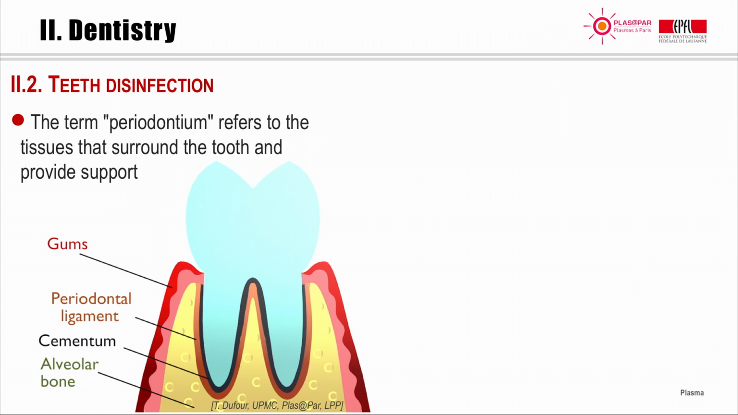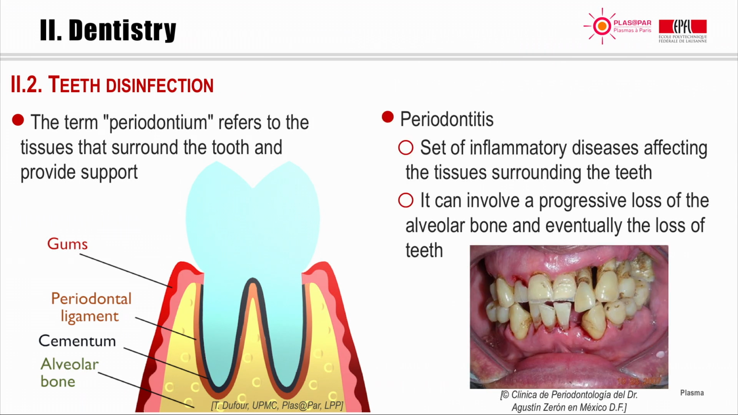Those tissues can be altered by a set of inflammatory diseases regrouped under the name of periodontitis. This can involve a progressive loss of the alveolar bone and eventually the loss of the teeth. Enterococcus faecalis biofilms are usually present in chronic apical periodontitis.